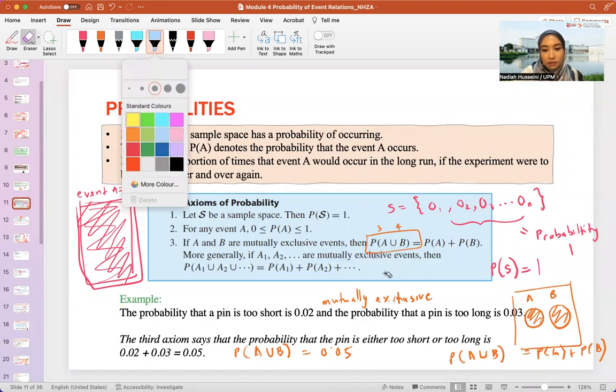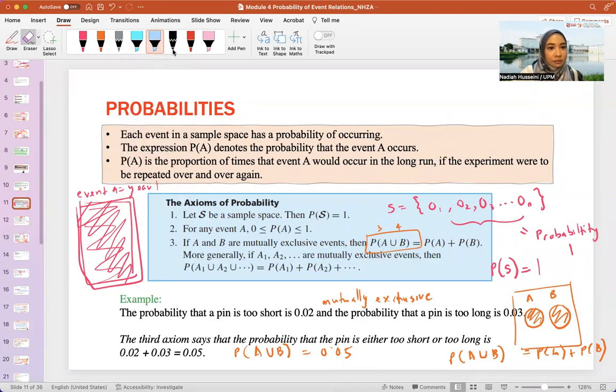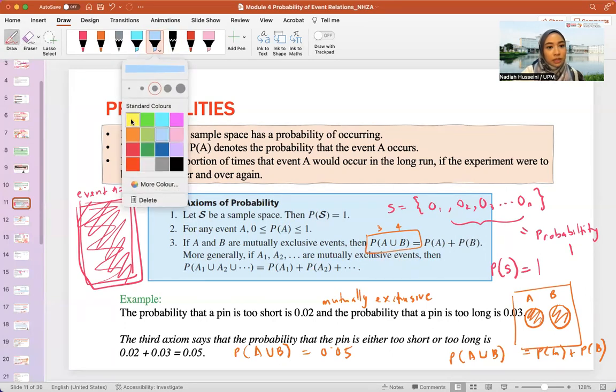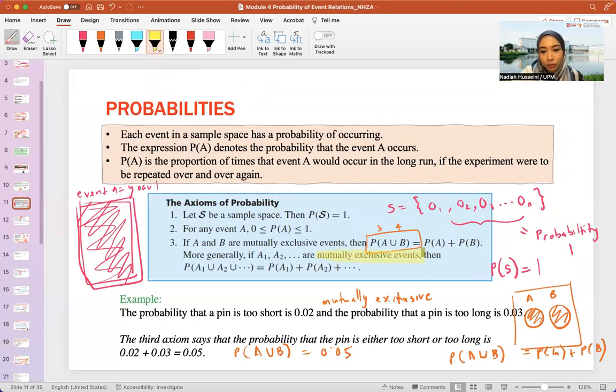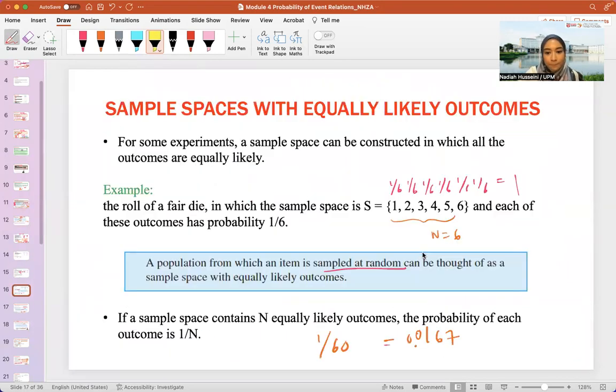Okay, so let me highlight this. Sorry, what's going on? It's not working. Okay. Yellow, mutually exclusive. This is for axiom 3. So how can we apply this axiom in a non-mutually exclusive case? So let's go back.